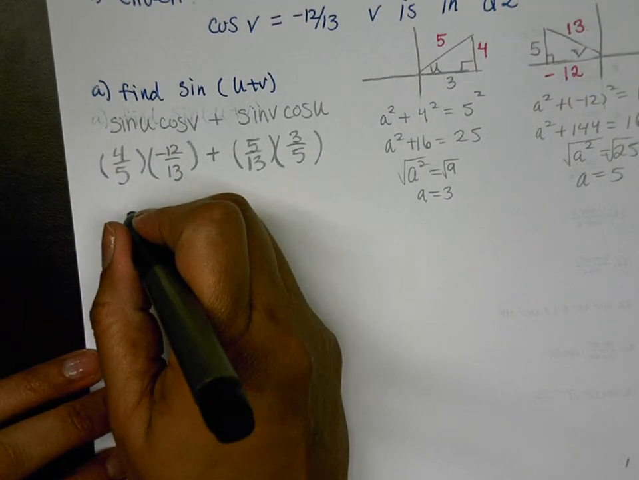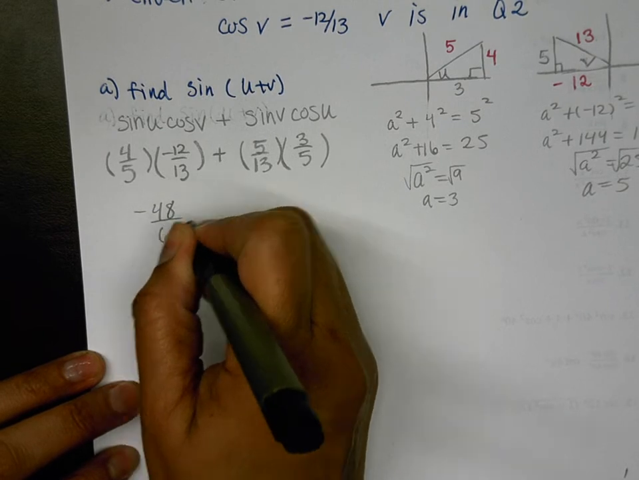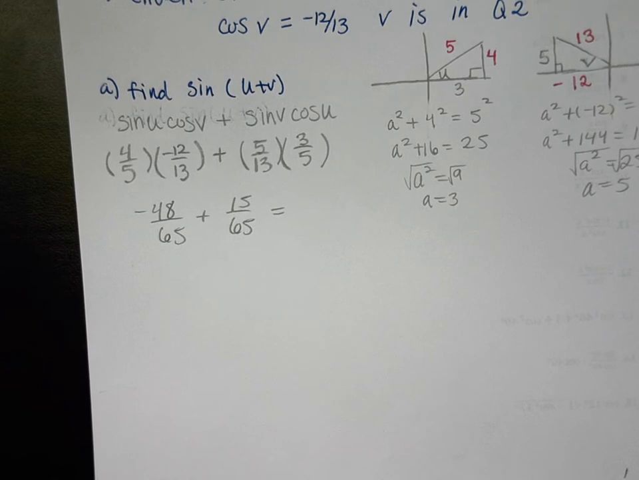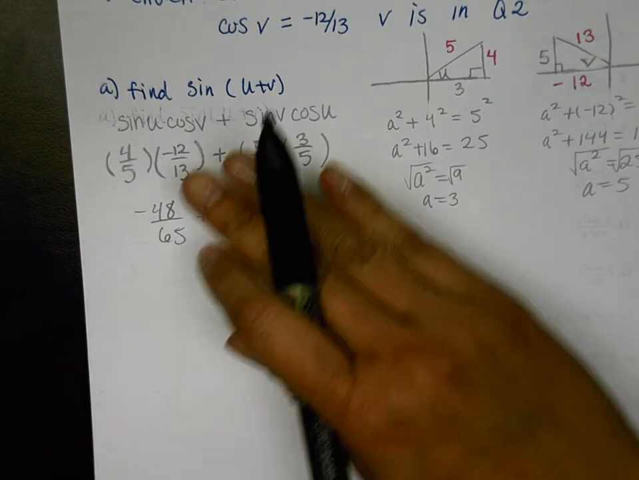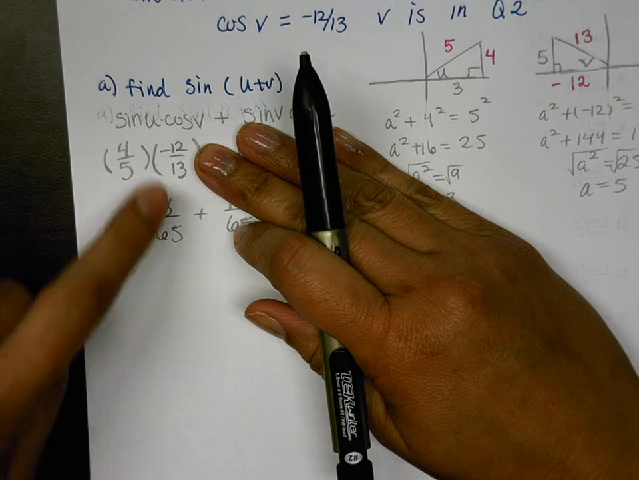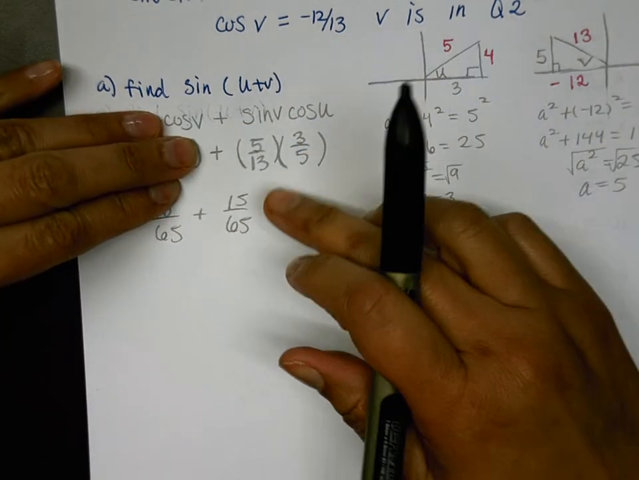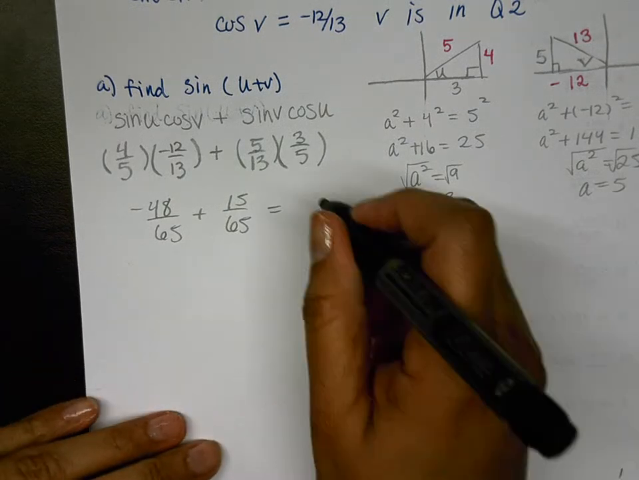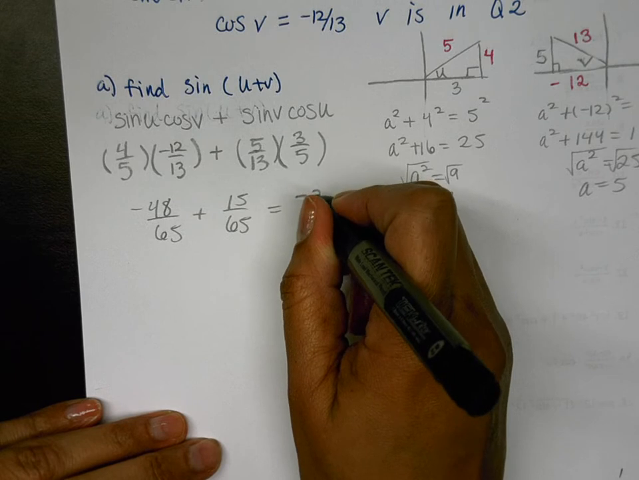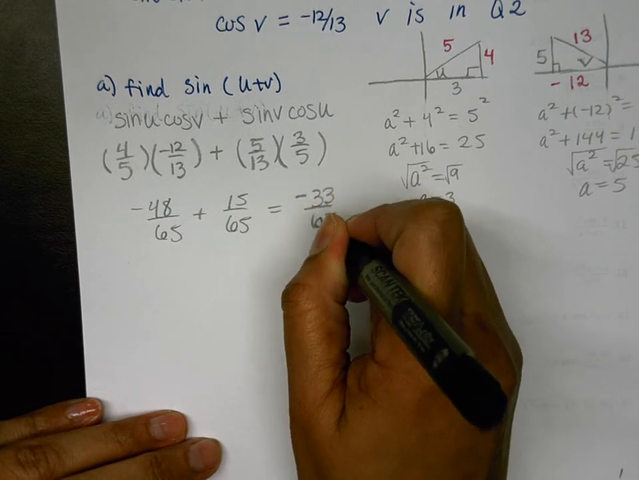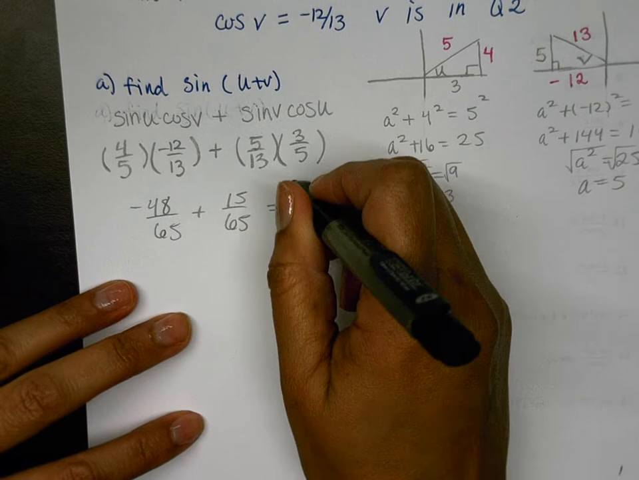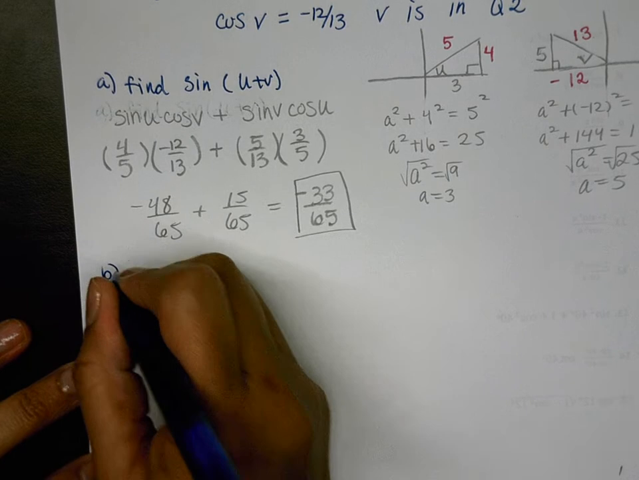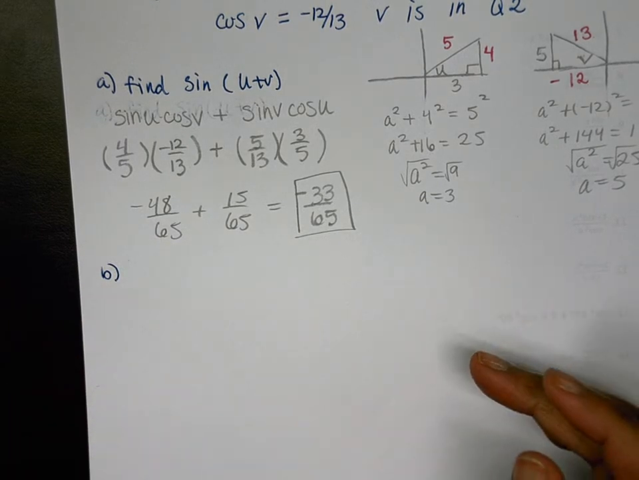Okay, what does that give me? Negative 48 over 65 plus 15 over 65. Did anybody get that far already on their own? Okay. Do you guys agree that's what that multiplies out to be? 4 times negative 12 and 5 times 13. 5 times 3 and 13 times 5. Combine the negative 48 plus 15. What do we get? Negative 33 over 65. Reduce if you can. Nothing reduces, so this is our answer. Questions before I move on to part B? Okay.